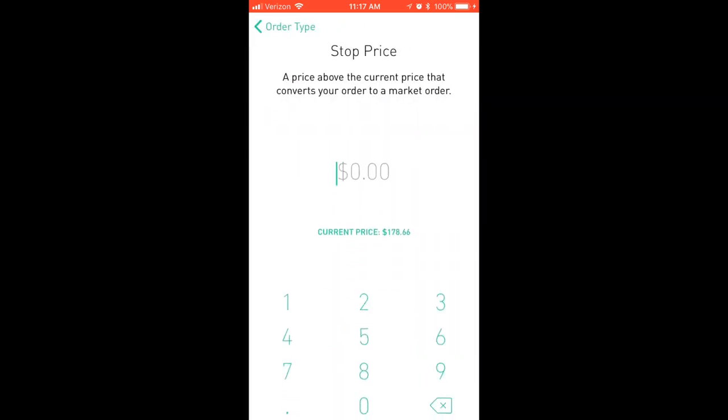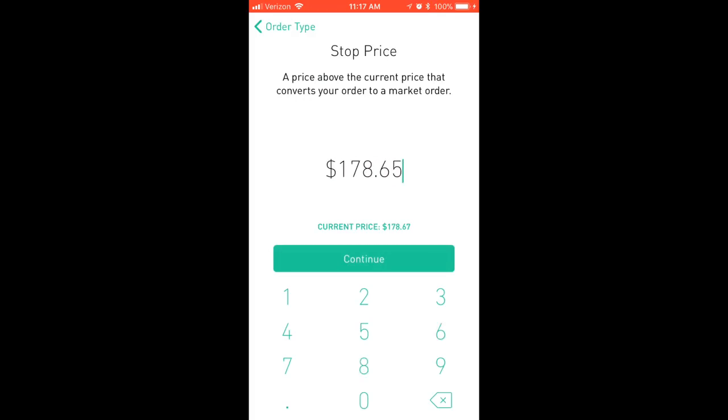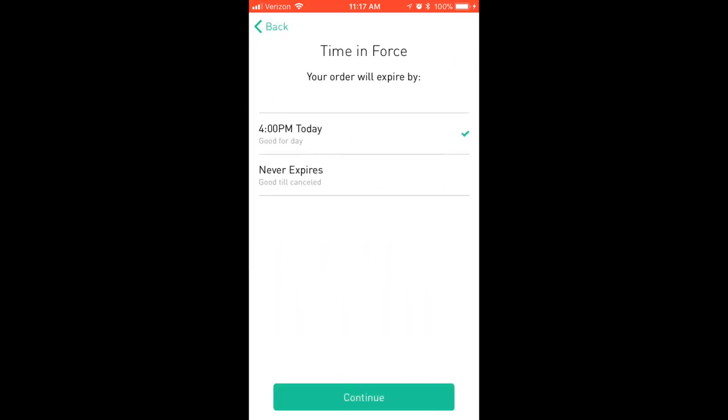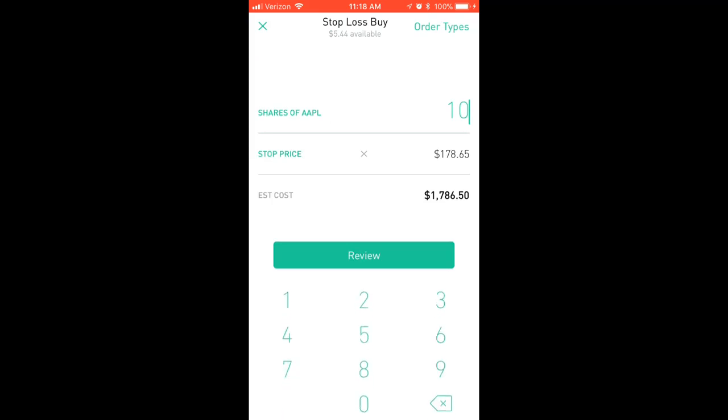So stop loss is a price above the current price that converts your order to a market order. So basically that means, let's say I bought in at $178.50 and now it's at $178.68, and I want to lock in profits if it moves down a little bit. I could put my stop price at $178.65 and it'll convert my order to a market order once it goes below that price. So you don't even have to be looking at your app and you will get executed.